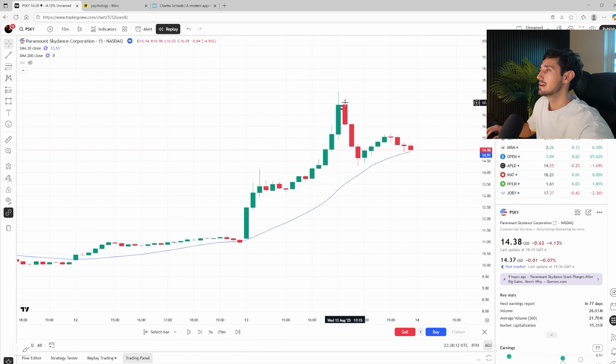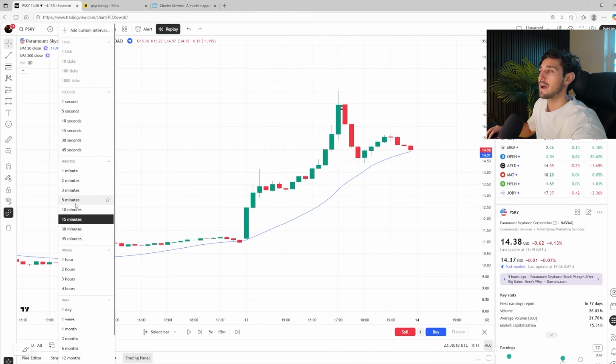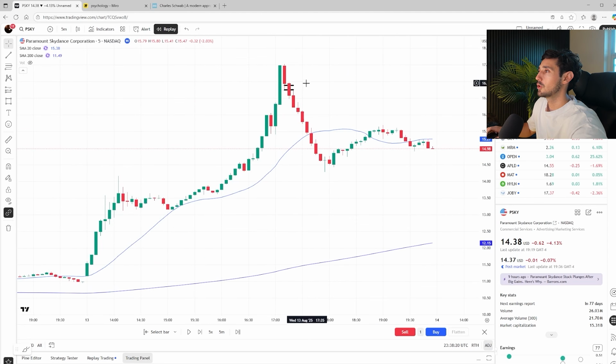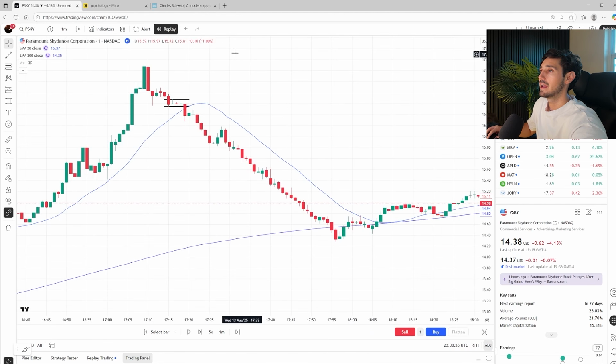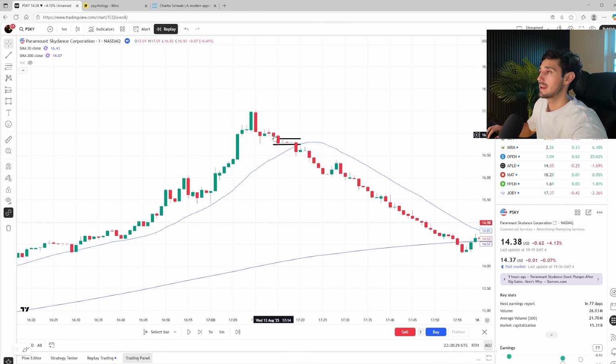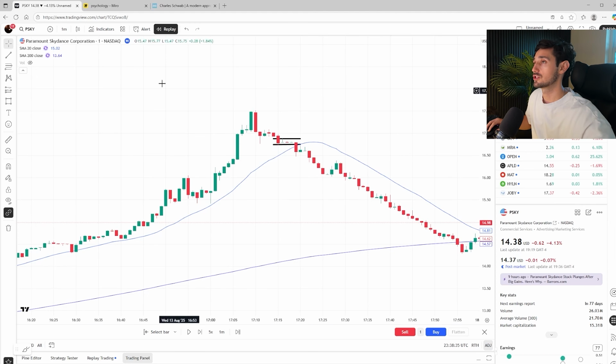Like on the 15, I don't see an entry. It just mooned and then dropped. I don't see a clear entry here. Even on the 5, I don't see a clear entry at all. You just have to hop in. That's why I went to the smaller time frame, and I was waiting for something, and then I got this small little base, and I was able to kind of trade it as a base breakdown, basically. And it was just an amazing setup.